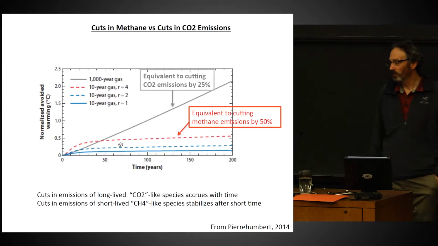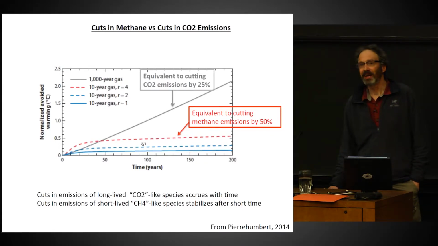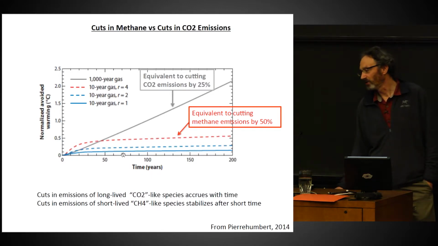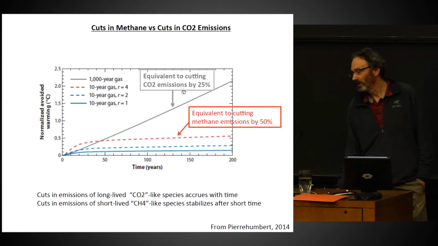Now what happens if we cut methane emissions by 50%? Methane, we cut the emissions, methane stabilizes, it's not going to do as much. The methane in the atmosphere is going to stabilize, and we saved about half a degree. Okay, so the emission cuts in carbon are much different than the emission cuts in methane.